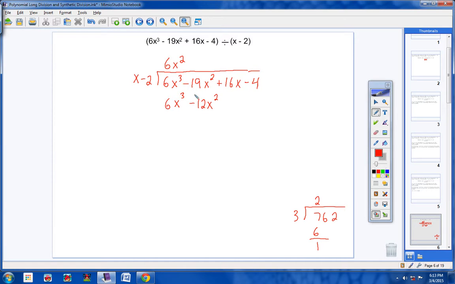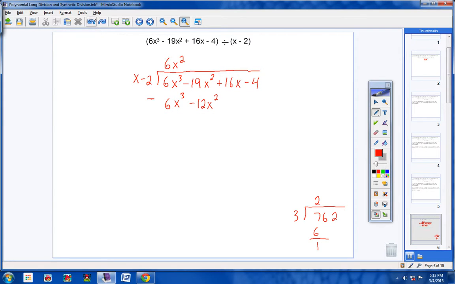So let's subtract. Now be careful you're subtracting. Watch your signs. 6 minus 6 is 0x cubed. In other words, it canceled out, so cross them off. Now be careful here. Negative 19 minus a negative 12 is really negative 19 plus 12, so it's negative 7x squared.